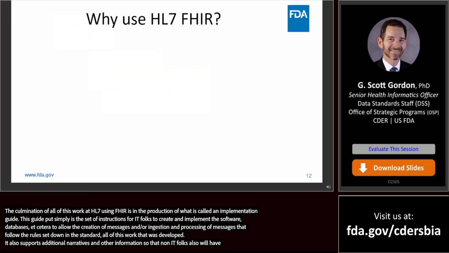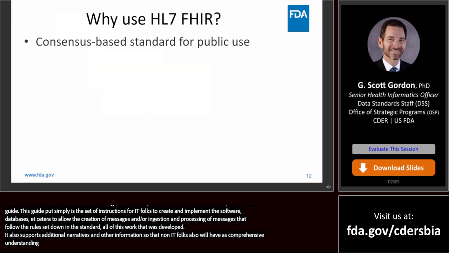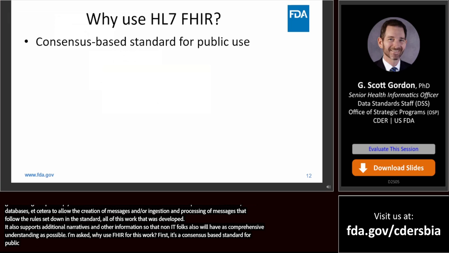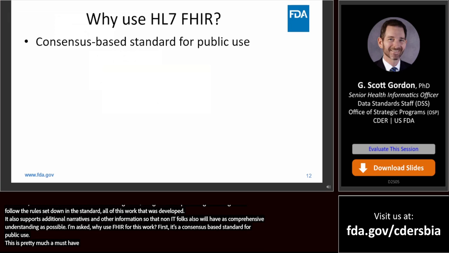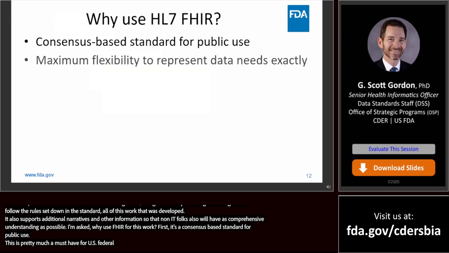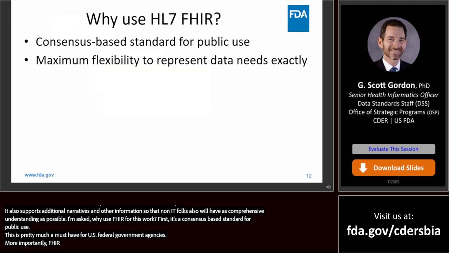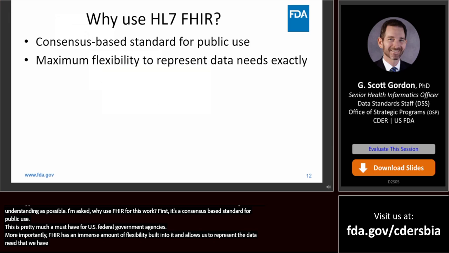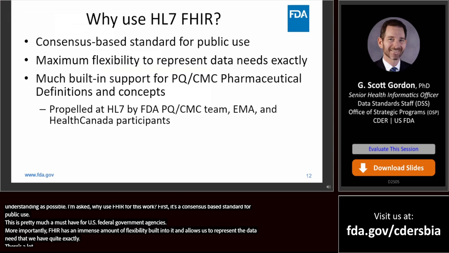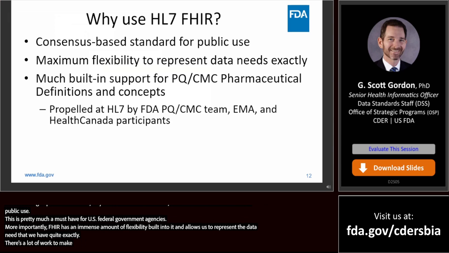As a brief aside, I'm sometimes asked, why use FHIR for this work? Well, a number of reasons. First, of course, it's a consensus-based standard for public use. This is pretty much a must-have for U.S. federal government agencies. But more importantly, FHIR has an immense amount of flexibility built into it and allows us to represent the data needs that we have quite exactly. There's a lot of work to make it do that, but once it's done, it works.